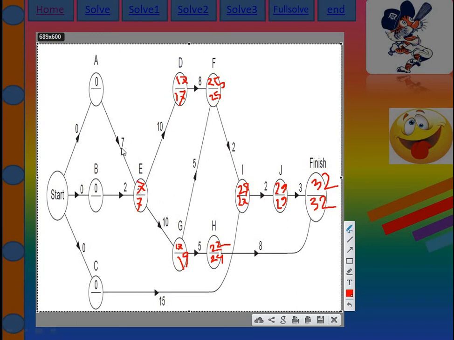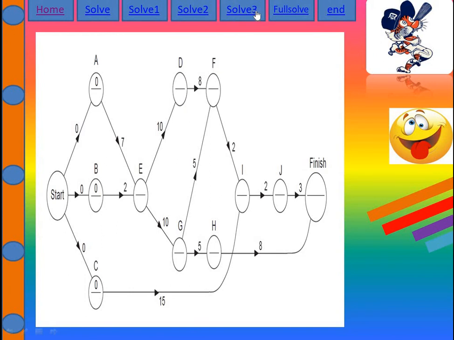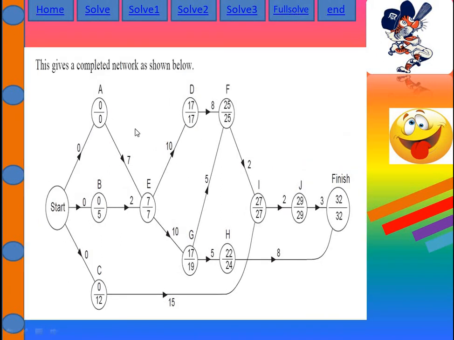Now 7 minus 7 equals 0 for A, and 7 minus 2 is 5 for B, and 27 minus 15 is 12 for C. That's all for my critical path. Here my path is A, E, D, F, I, J and finish. So now I look at the original. Here is my critical path: A, E, D, F, I, J and finish.